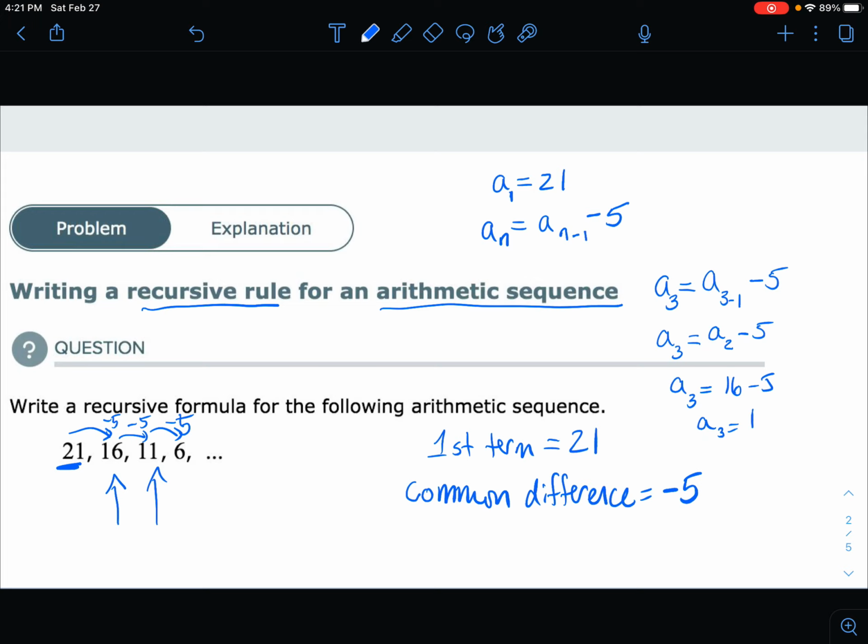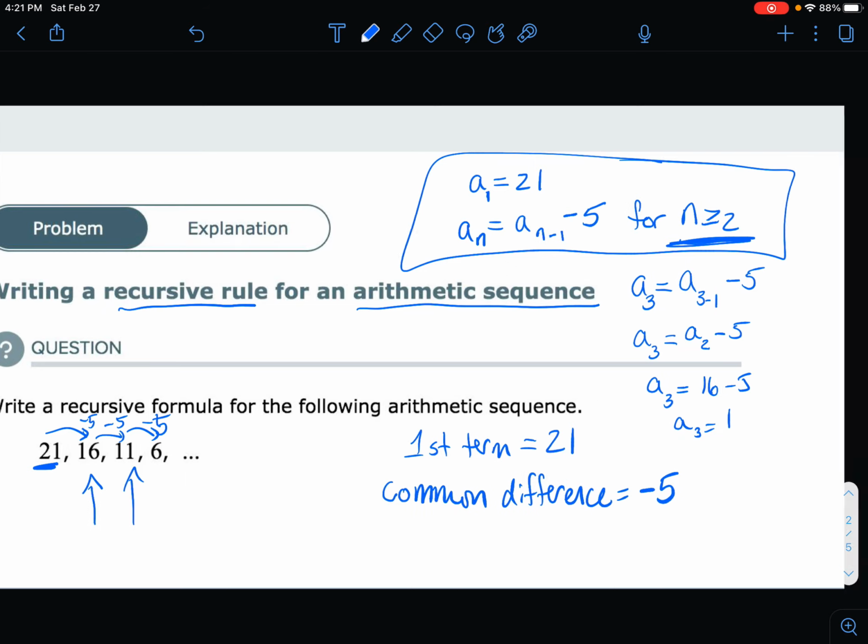So that's the rule, and then the other thing you're going to write here for each one of these is for any n greater than or equal to 2. This is always going to be like this, because what happens if you put a 1 in here? You get the 0 term. We're not using a 0 term. So you're always going to have that n is greater than or equal to 2. So this will be what your final answer looks like.